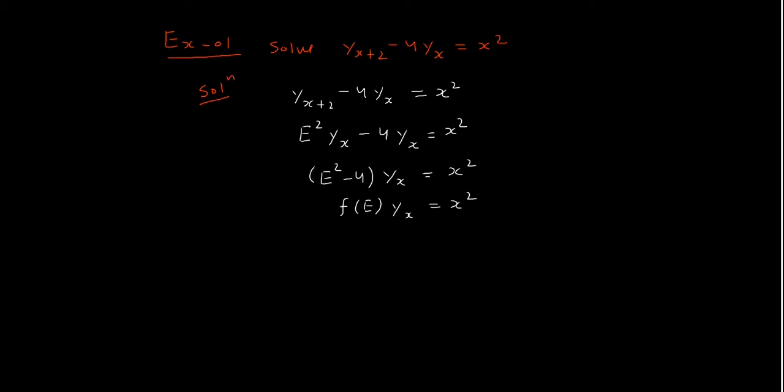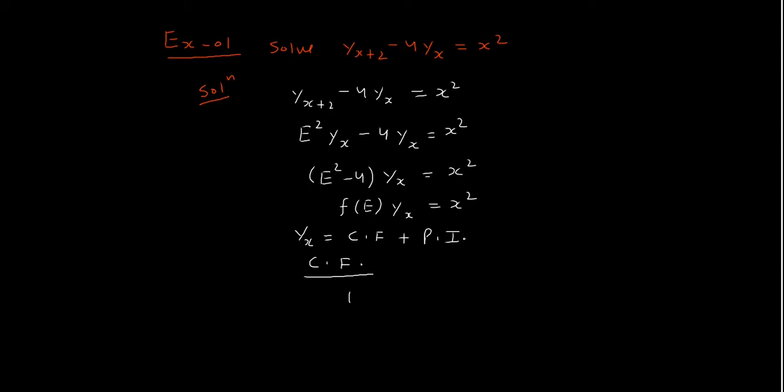So what is the complementary function? The solution of this difference equation is y_x = complementary function plus particular integral. So first we find the complementary function, then the particular integral. To find the complementary function, first we write the corresponding homogeneous equation of this non-homogeneous equation. What is the corresponding homogeneous equation?